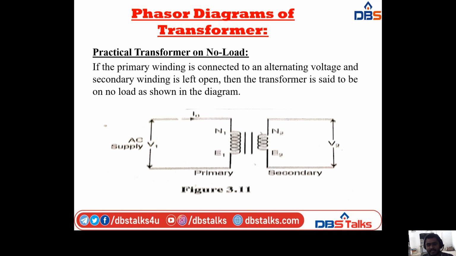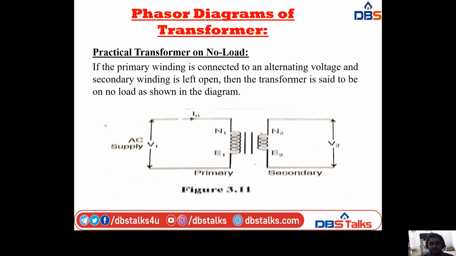No load means the secondary winding is open. Actually, for a normal transformer, the secondary winding is connected to the load, but here I am taking the practical transformer on no load condition. That means we don't consider the load, and the secondary winding is in the open condition. So this is the diagram of a practical transformer on no load condition. I will explain this one by one.